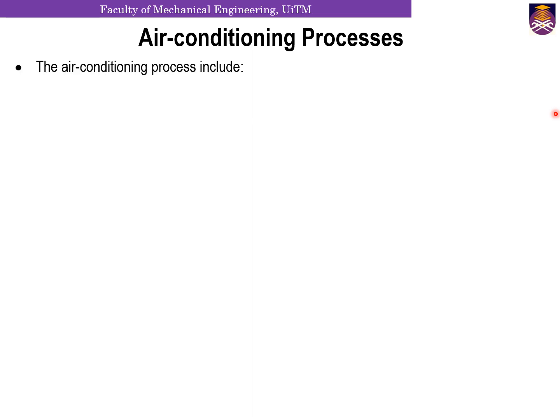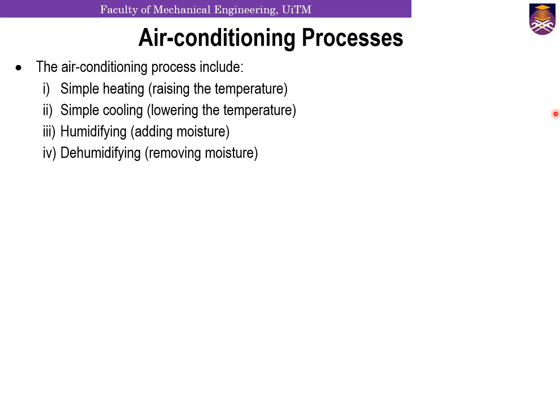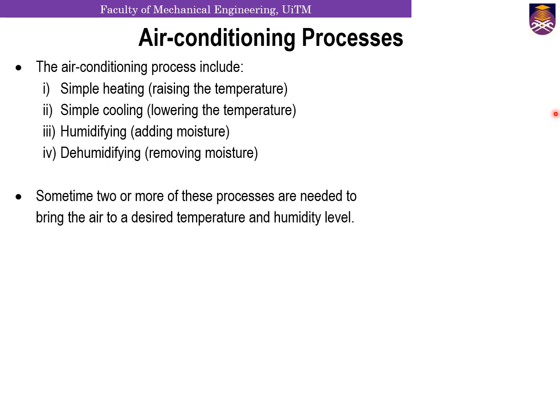So now we have air conditioning processes. So again, just to recap, air conditioning processes include simple heating. So when you heat up something, you raise the temperature. Simple cooling is just by lowering the temperature. Humidifying is where you add the moisture. Dehumidifying is removing moisture. So these are the typical air conditioning processes that you have.